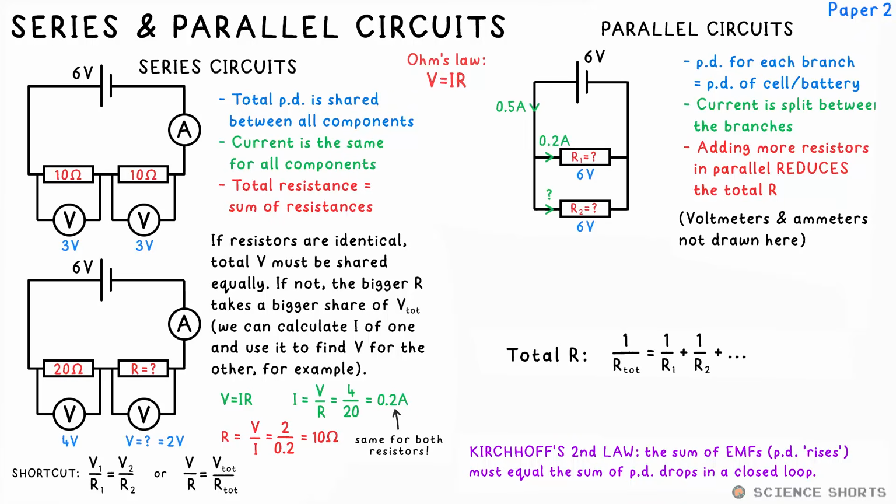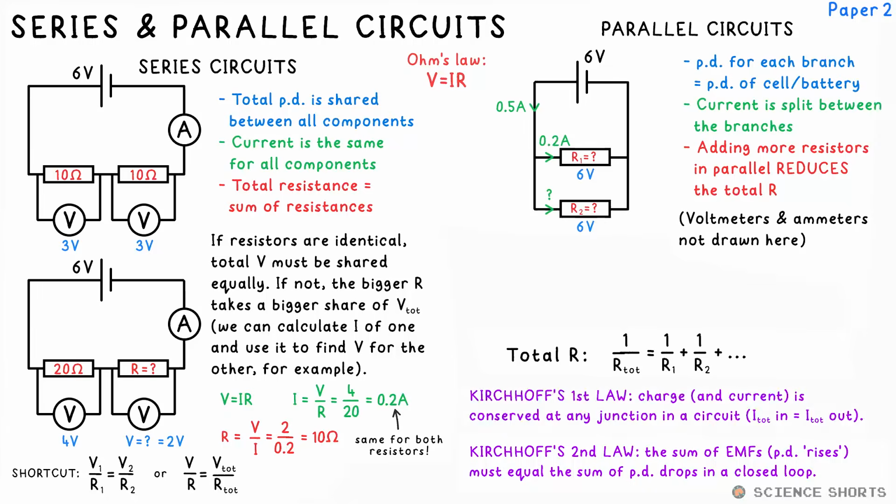If, however, we say 0.5 amps total current is flowing through the battery and 0.2 amps of that is flowing through the top resistor, that means there must be 0.3 amps flowing through the bottom resistor. This is actually Kirchhoff's first law. Total current into a junction equals total current out.